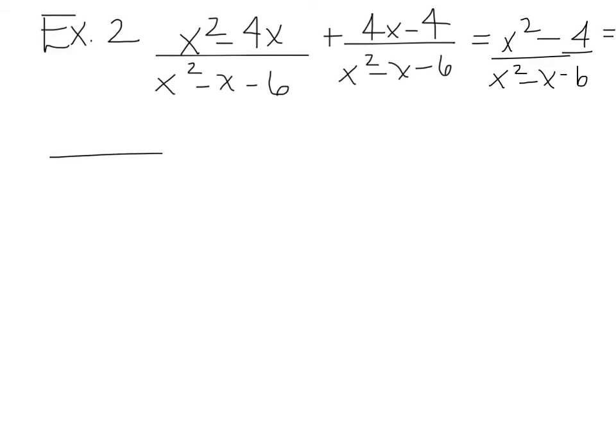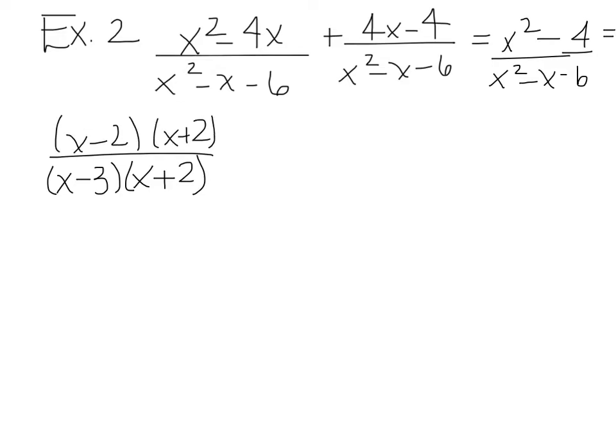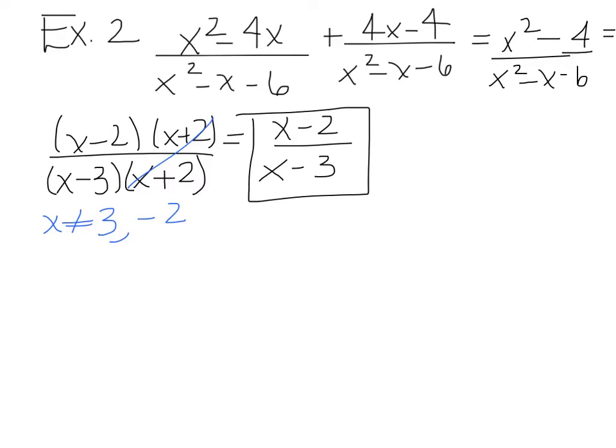So here, I'm going to factor the denominator. This is where factoring is going to come into place. And the numerator can be factored. I have to state my exclusions. So x can't equal 3 and negative 2. Then I divide my like terms. So my answer is x minus 2 over x minus 3. And then you're done.